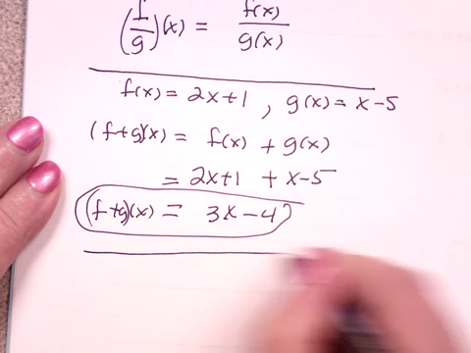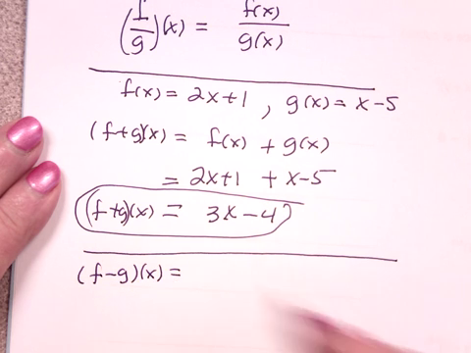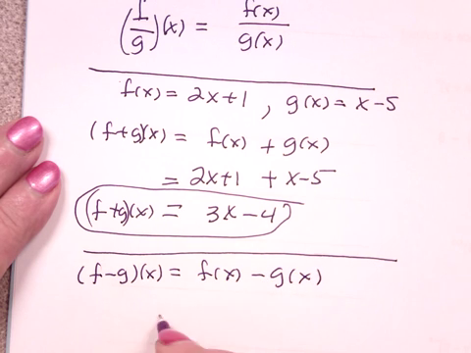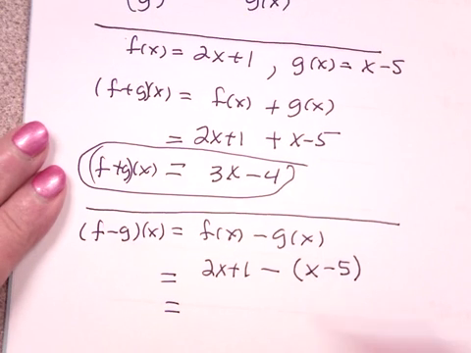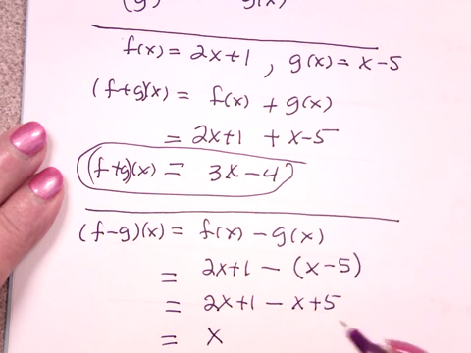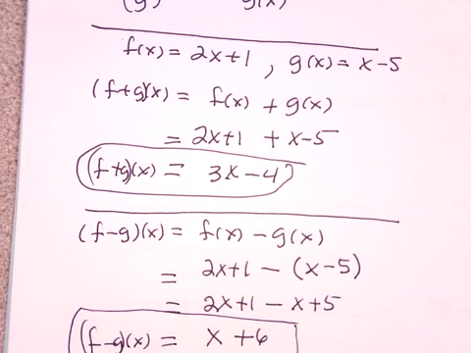Now, if instead what I wanted to find was f minus g of x, that says subtract the two, so it's f of x minus g of x. F is 2x plus 1 minus g's more than one term, so I need to put that in parentheses. So this is 2x plus 1 minus (x minus 5). So this is going to turn into 1x plus 4. So f minus g of x is x plus 4. So you just subtract them.